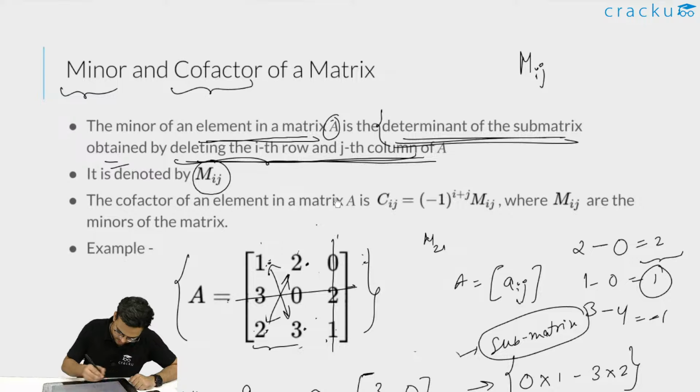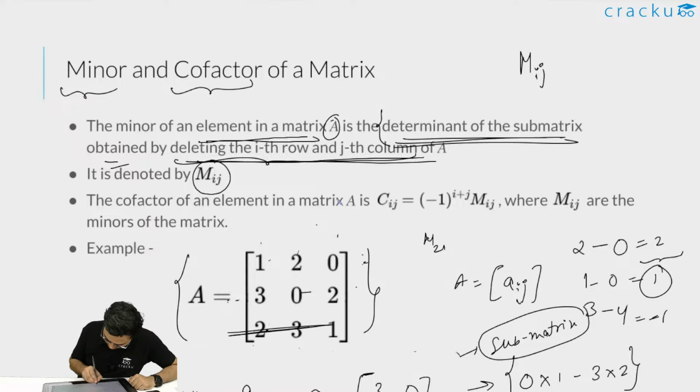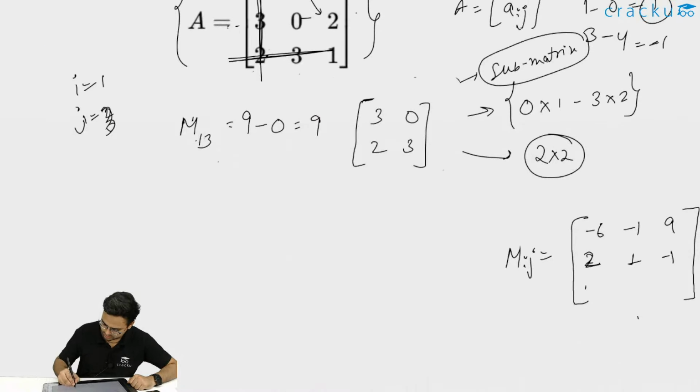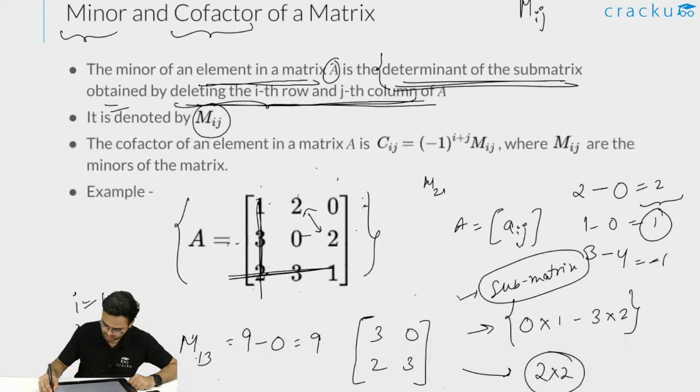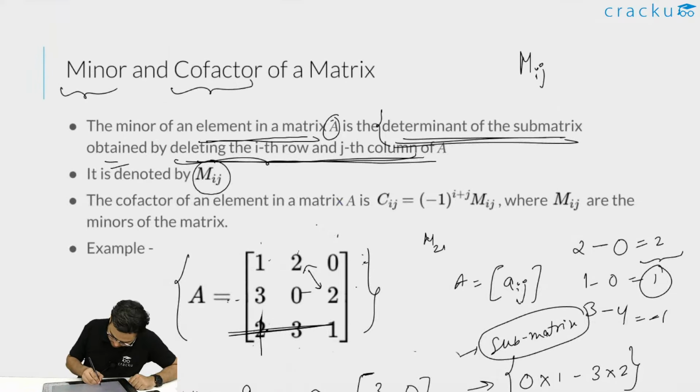Now M31. Again remove the third row and the first column. So 2 into 2 is 4 minus 0 is 0. So 4 minus 0 is 4. So M31 is 4.